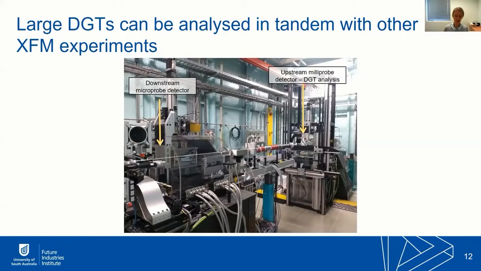This is an image of the beamline, and there are two detectors on this beamline. What we did was analyse the DGT gels upstream here, and then the beam comes down through here, shown by the white line, and then more samples can be analysed down here. We tested a range of gels and found that most of the gels don't affect beam properties. So this can be used to increase the throughput of the XFM beamline because DGTs can be analysed upstream without any penalty to experiments that happen downstream.